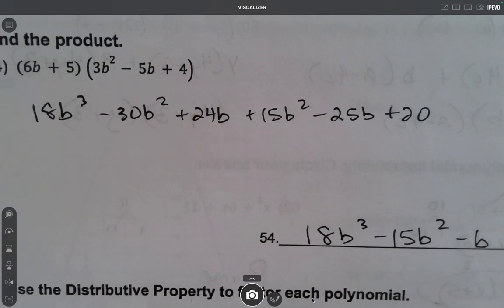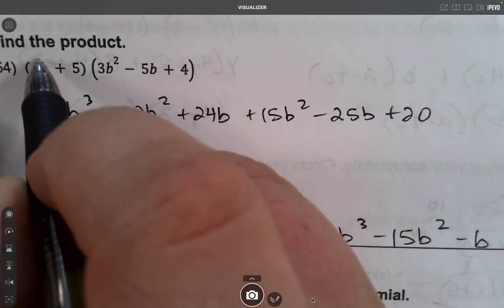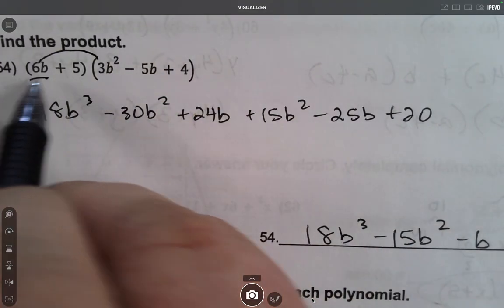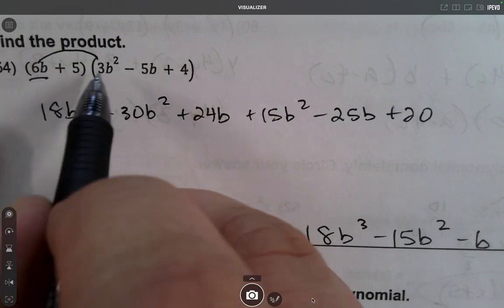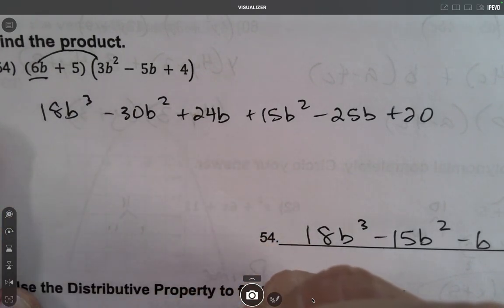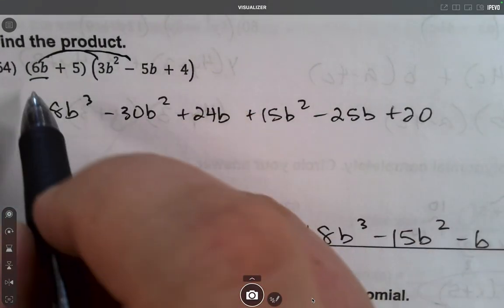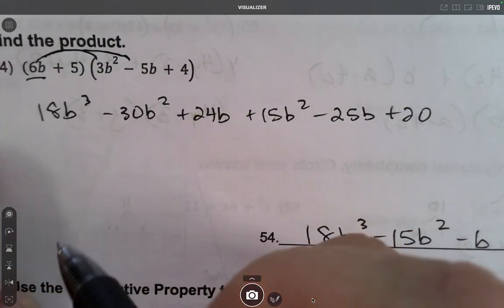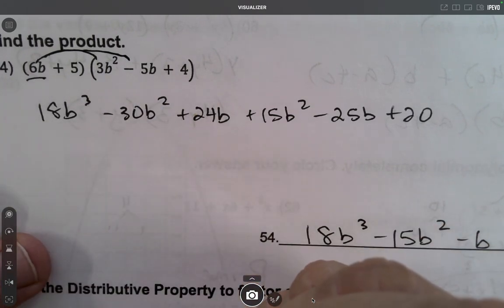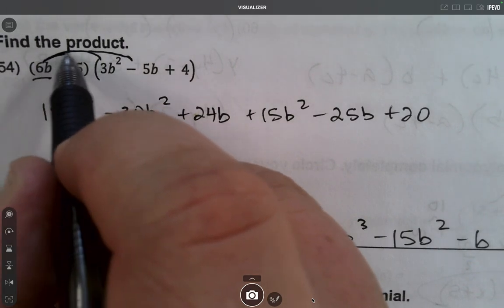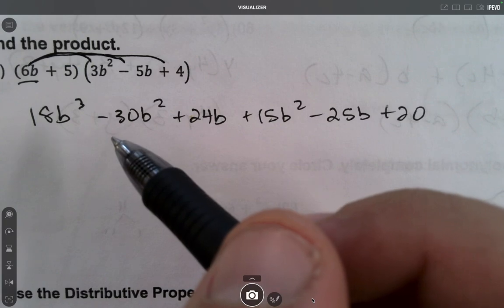Okay, 54. Begin. We have to multiply this piece by all three terms first. So 6 times 3 is 18. B times b squared is b cubed. Six times negative 5 is negative 30. B times b is b squared. 6 times 4 is 24, and we just keep the b that we had in the 6b.